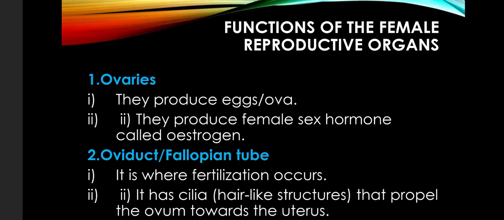The second part of the female reproductive system is a part that we are calling the oviduct. The oviduct is also called the fallopian tube, and the fallopian tube has the following functions. Number one, it normally acts as the place where fertilization occurs. And number two, it normally has hair-like structures that we call cilia that propel the ovum towards the uterus after fertilization has taken place.